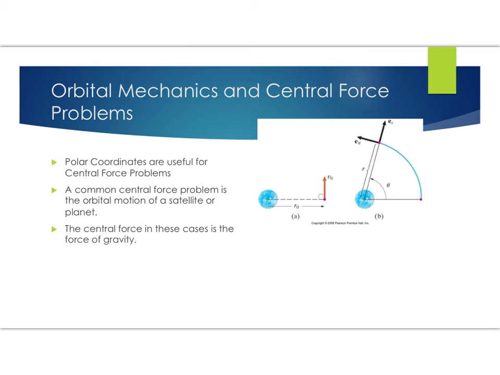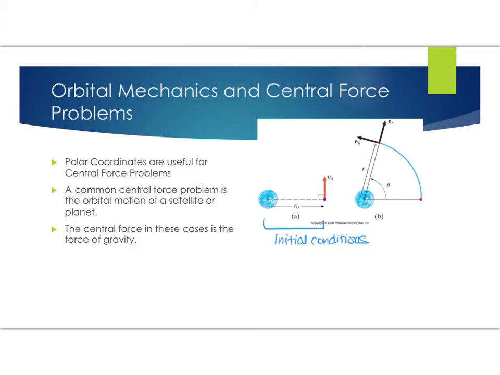What we're going to look at is our initial conditions. The initial distance is r naught, and the initial velocity is v naught. This is probably the distance of closest approach, and you can see that the velocity vector is strictly perpendicular to the radius, the way it's measured, the r naught.